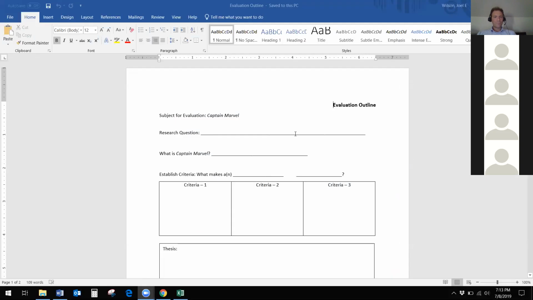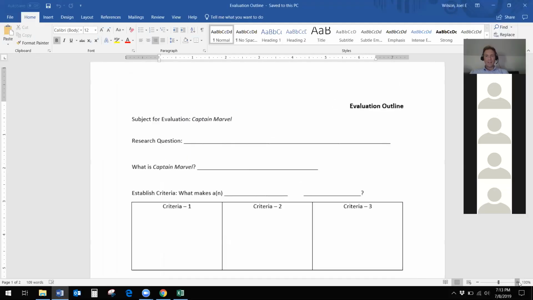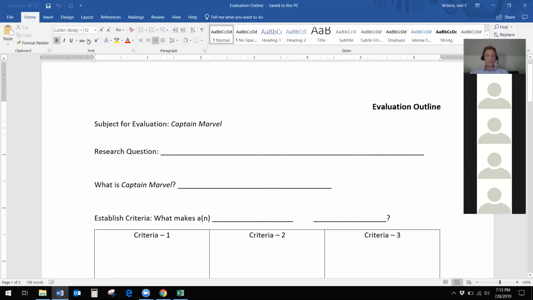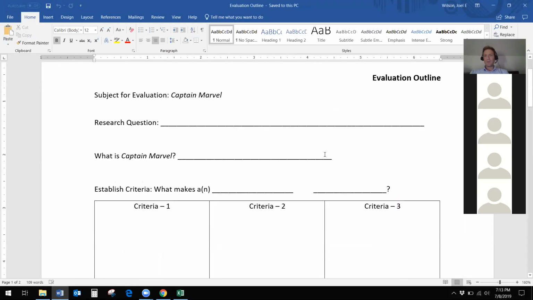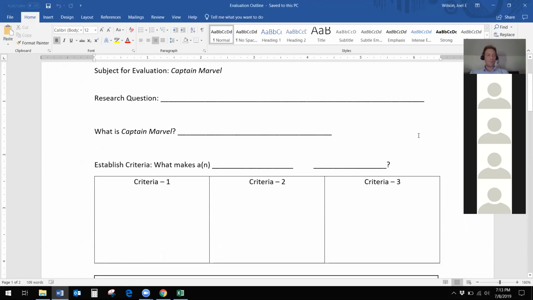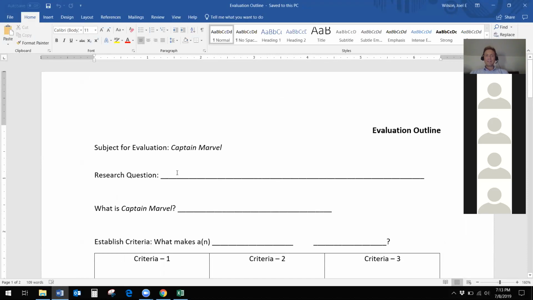So here we go. Last year, Captain Marvel had come out when I was teaching this class, and we were talking about whether Captain Marvel was a good movie or not. Everybody had seen it in class. It was this big phenomenon. It made a ton of money, of course, for Disney. So basically, the question would be: is Captain Marvel a good movie? That's an evaluation sort of question.